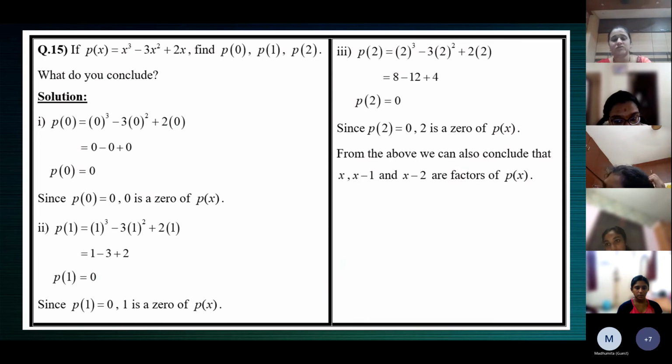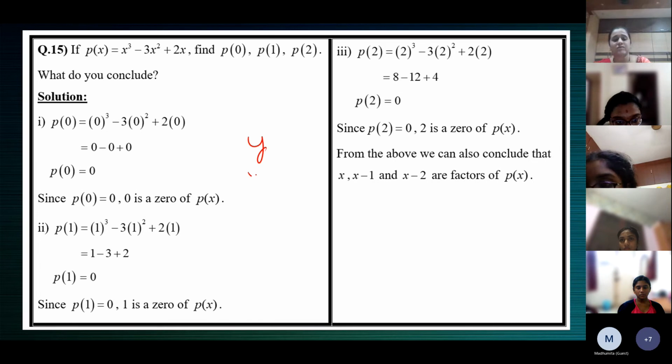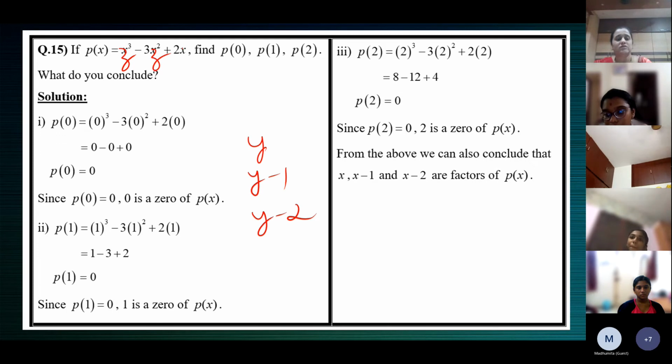If the polynomial was in y, if it was y cubed minus 3y squared, then you must say y minus 1 and y minus 2 are factors. If the polynomial was in z, z cubed, 3z squared, 2z, then you must say z minus 1 and z minus 2 are factors of P of z. You should use the variable accordingly.